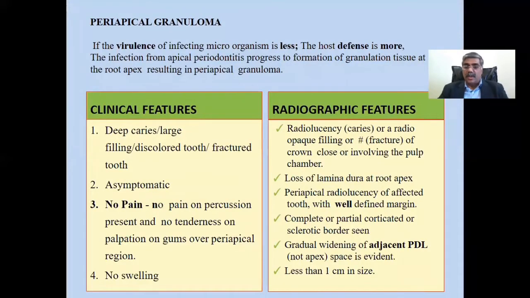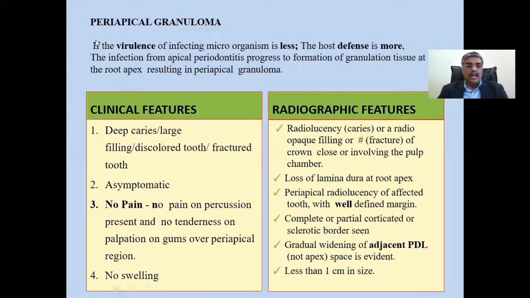Now the third pathology that we are going to discuss is a periapical granuloma. As I said earlier, once the necrotic products from the infected canal reach the periodontal ligament at the apex, two factors come into play: the virulence of the microorganism and the host defense. So if the virulence is less and the host defense is high, what will happen? It may result in the formation of granulation tissue, a collection of granulation tissue at the root apex, and the ensuing condition is called periapical granuloma.